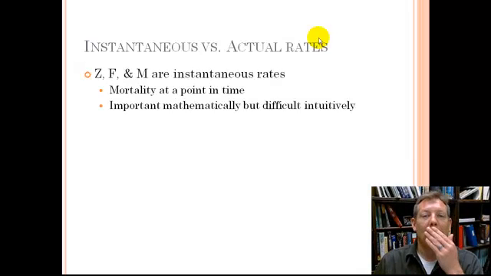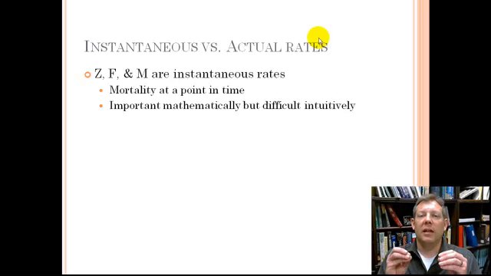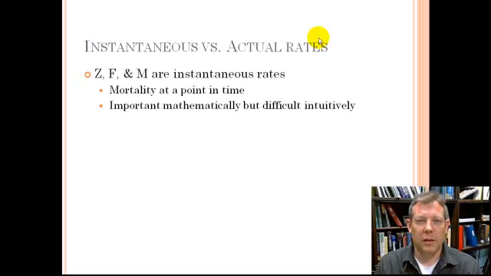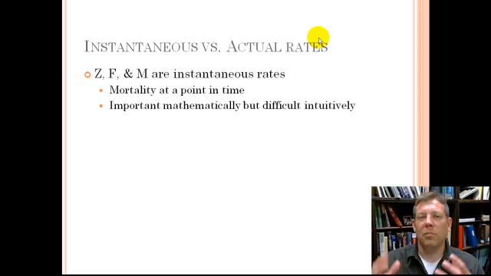Okay, so Z, F, and M are instantaneous rates. That's the mortality at an instant, at a point in time. And these numbers are very important mathematically, but can be difficult to understand intuitively, right? If I said the instantaneous mortality is 1.2 or 0.8, in your brain, you can't really quite get your head around that.